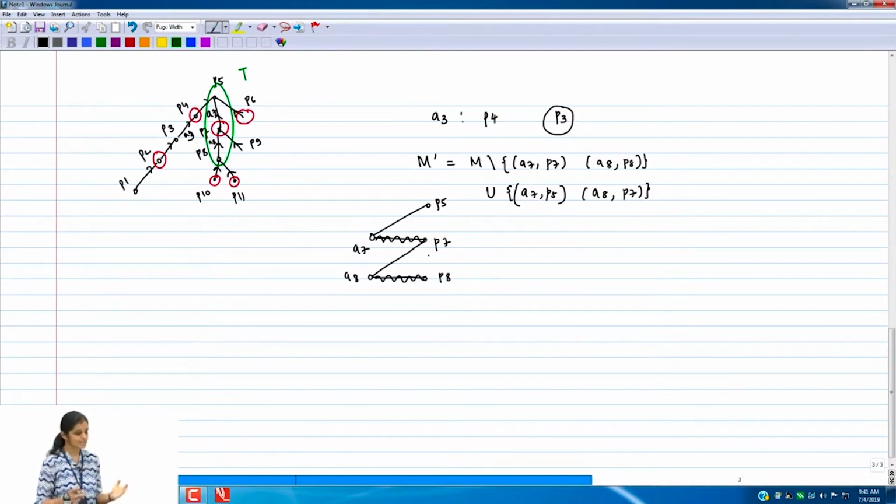I am asking, is this a popular matching? So I started with a popular matching. I did some small tweaks to it. The rest of the edges remain the same. Is it a popular matching? How will you check quickly if it is a popular matching?